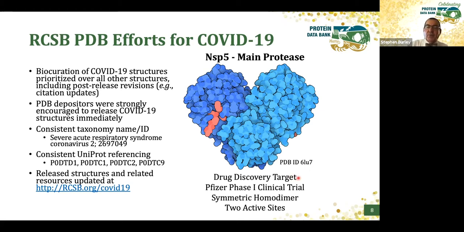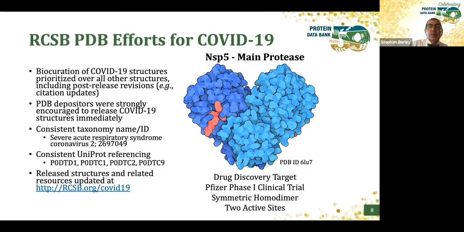This is a drug discovery target. Pfizer has 2 phase 1 clinical trials in operation right now, one for an intravenously delivered molecule and one for an orally delivered molecule. And it's clear from some of the press releases from the company that their goal is to get an expedited emergency use authorization for the pill form of the inhibitor of the protease out to the public before the end of this calendar year.